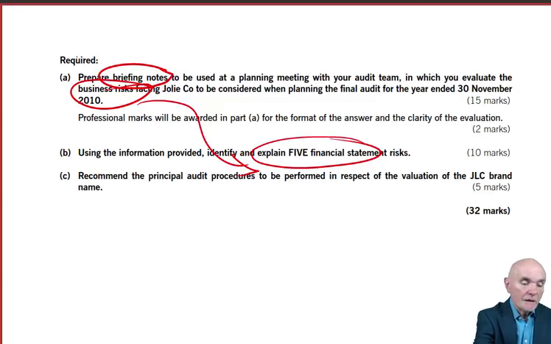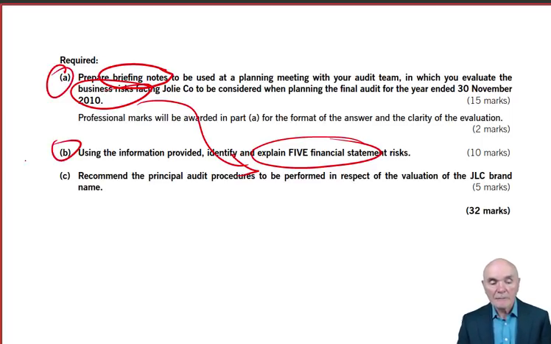Now, in the exam, you do A and you do B quite separately. You mustn't mix up the parts because it becomes very difficult for markers to mark those properly.